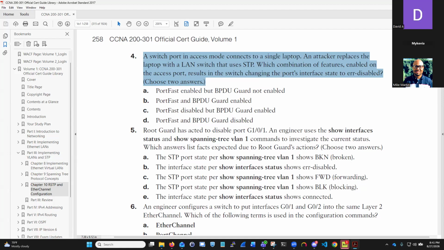Just remember PortFast. Read the question again, and keep in mind and ask yourself. You can Google it if you need to, or look inside your book. Understand what PortFast does, and truly understand what BPDU guard does. Okay.